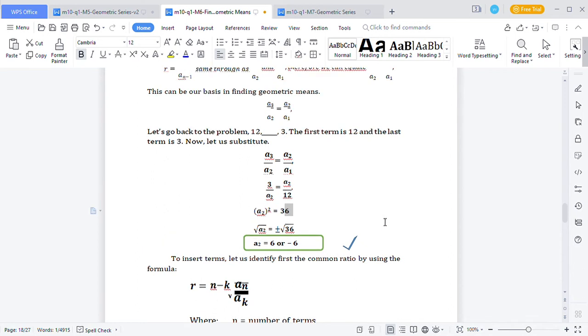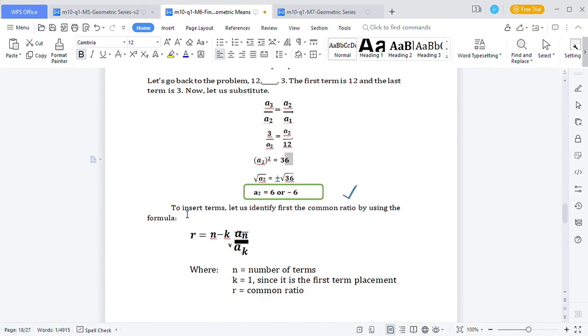So, of course, your common ratio is either 6 or negative 6. So, all you have to do is to multiply 12 times 6, so it's either 6 or negative 6. So if you try 6 as your a sub 2, what is your common ratio? If your second term is 6, your common ratio there is 1 half. Okay, 6 divided by 12 is 1 half.